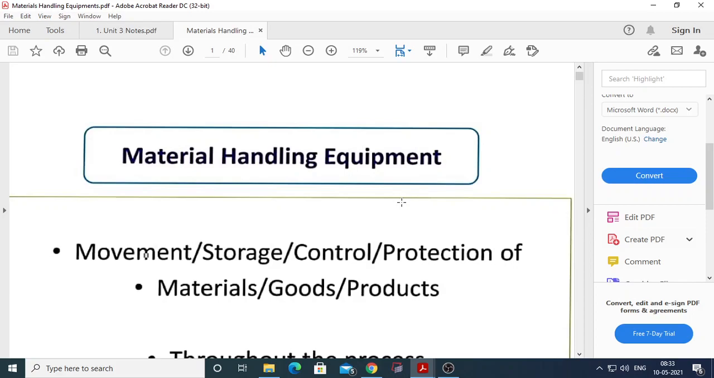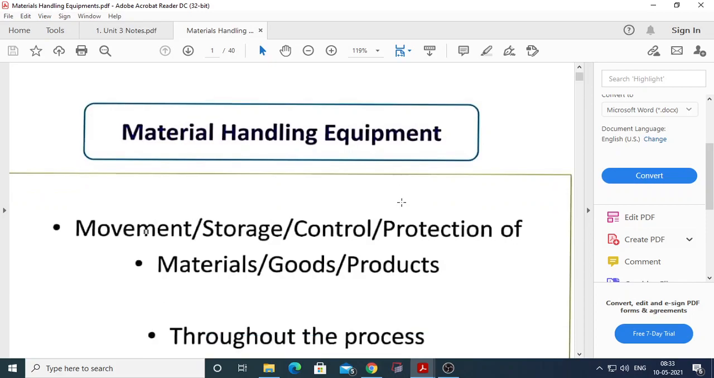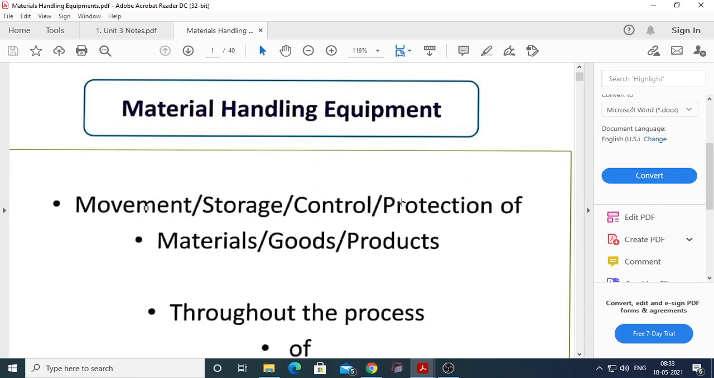You know that the growth of the factory or industry, or we can say the plant size, has created a huge demand for the material handling system, right? The material handling process consists of so many activities. I will define that the material handling process consists of three activities.